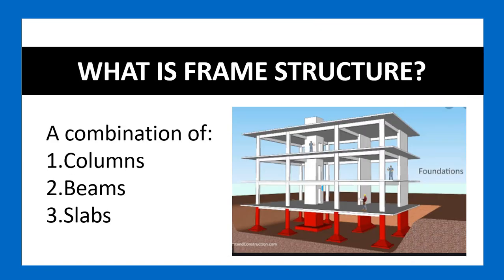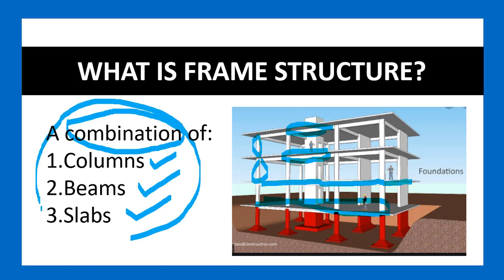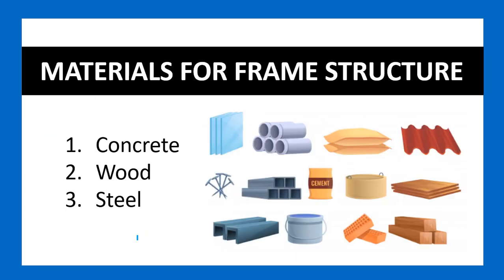So what is frame structure? Okay, it is a combination, adalah gabungan of columns, beams, and also slabs. So if you can see in this picture, these are the columns. Okay, tiang. The beams, ini adalah beam. The horizontal ones are the beams. The vertical ones are columns, and the slabs. Okay, these are the floor slabs. The lantai ni adalah we call them the slabs lah. So it is the combination of these three items.